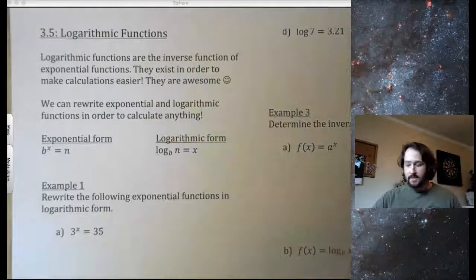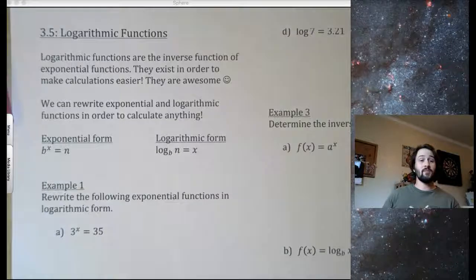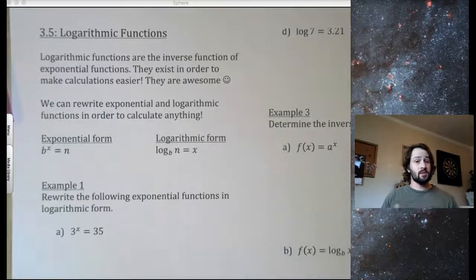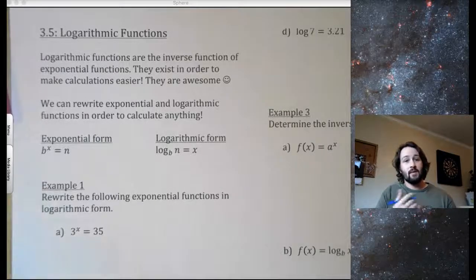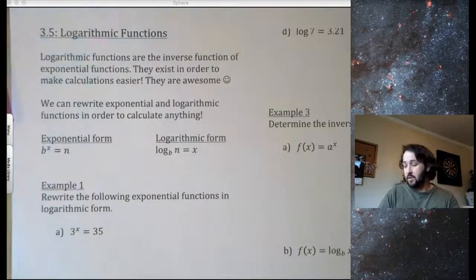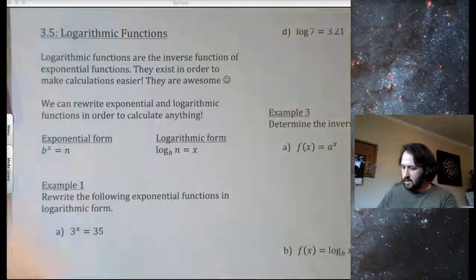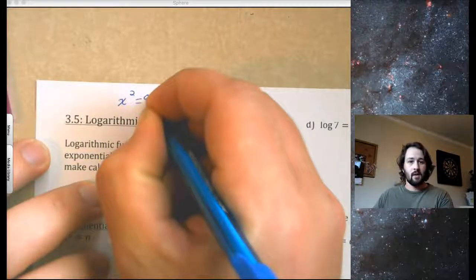Hey, what's up, guys? This one, we're going to be talking about something called logarithmic functions. These are super cool. They essentially exist such that we can find the inverse of, or use to solve, exponential functions.